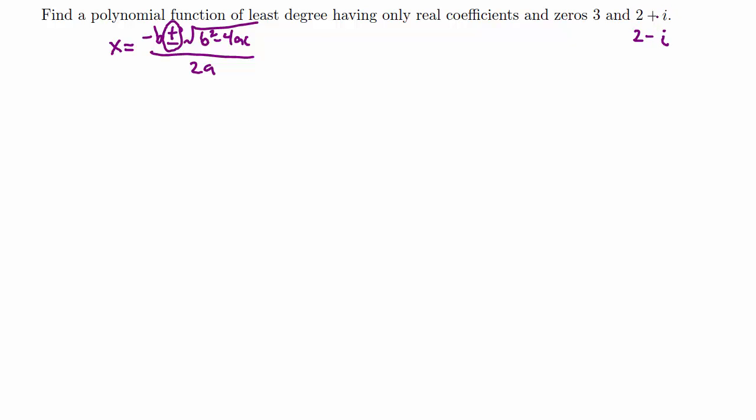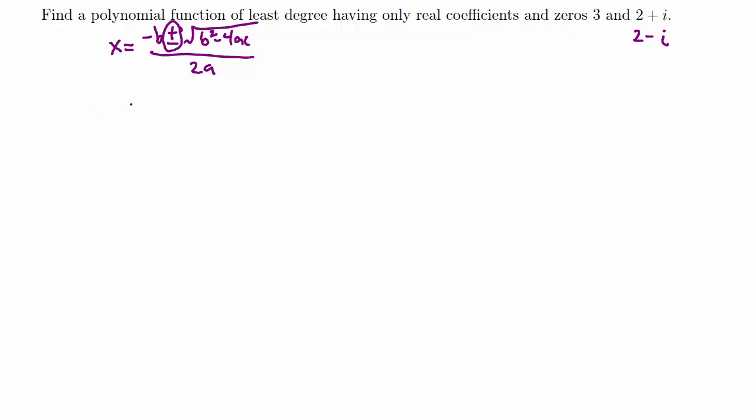Now, think of it this way. If 2 plus i and 2 minus i are zeros, that means that the function somewhere does not cross the x-axis. Now, in this case, 3 is a zero, which means it does cross it in one place. But it's a higher degree polynomial now because we have a couple of non-real complex zeros.